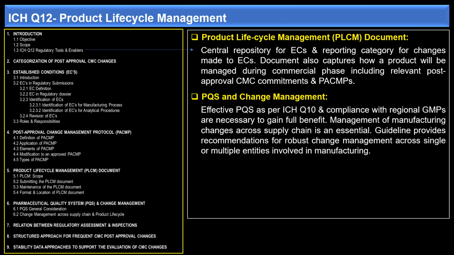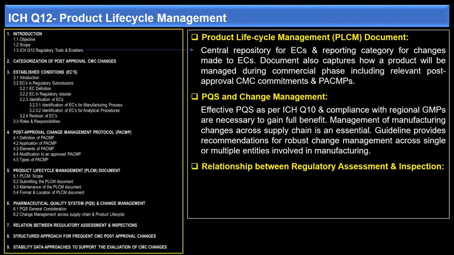The pharmaceutical quality system and the change management. The effective pharmaceutical quality system as per ICH Q12 and compliance with the regional GMPs are necessary to gain full benefit. Management of manufacturing changes across the supply chain is also essential. The guideline provides recommendations for robust change management across single or multiple entities involved in the manufacturing.